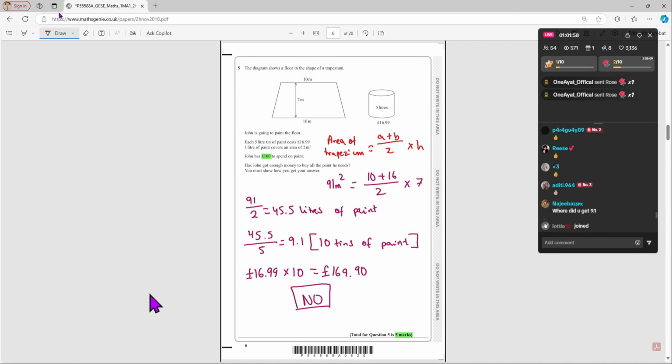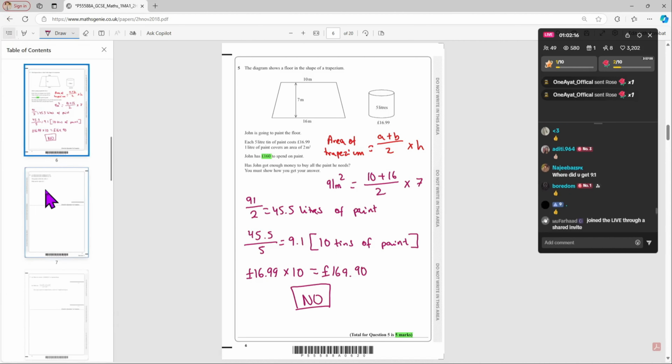Where I get the 9.1 from, because we did 45.5 divided by 5, which gives you 9.1. So 45.5 is the number of liters needed, and divided by 5 because that is how much 1 tin has. And then you work out how many tins you got, okay? So moving on to our next question.